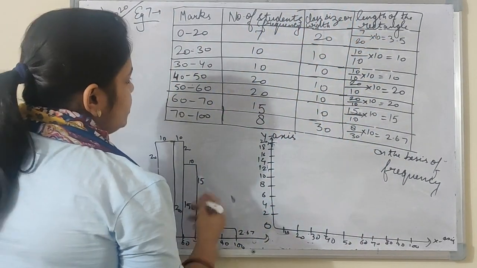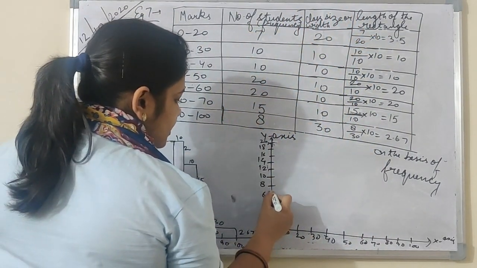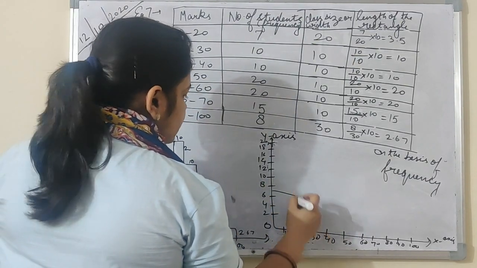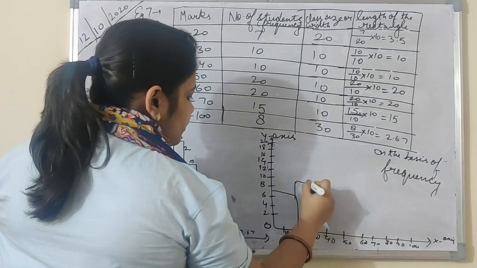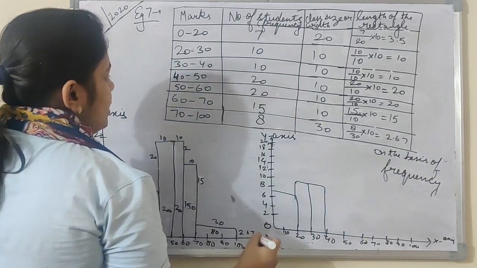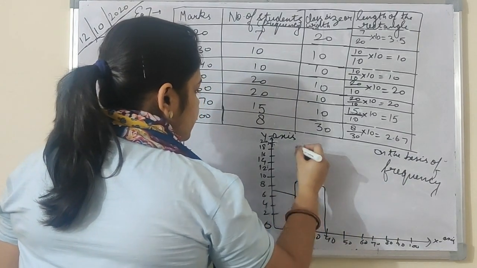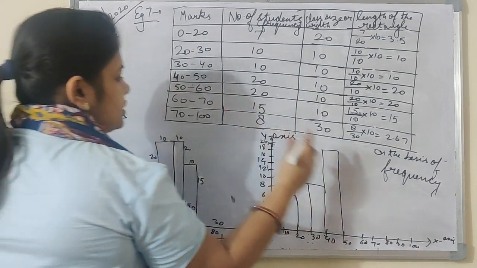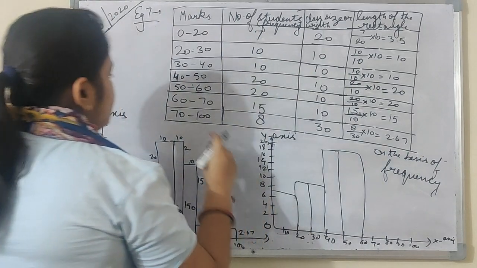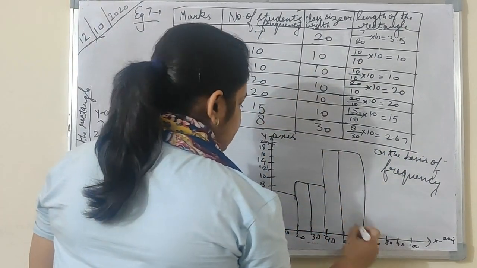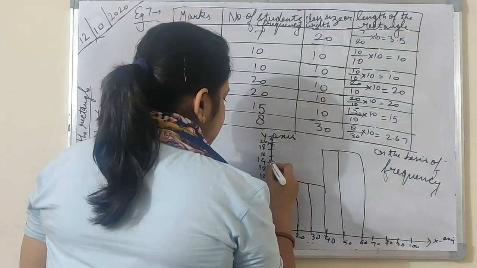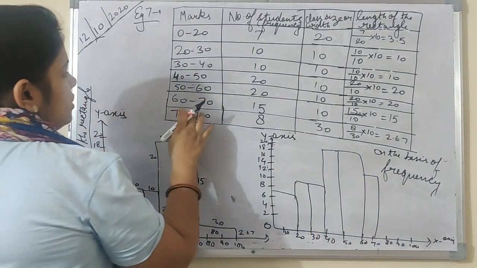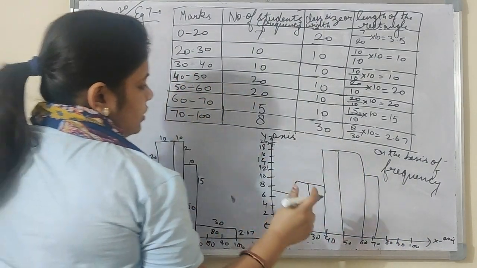In case of 0 to 20, you will see that frequency is 7. So we will make it here. Then for 20 to 30, we will make 10. Then for 30 to 40, again 10. Then for 40 to 50, we will see that 20 is coming. Then for 50 to 60, again 20 is coming. Then for 60 to 70, 15 is coming. Then for 70 to 100, what is coming? 8 is coming.